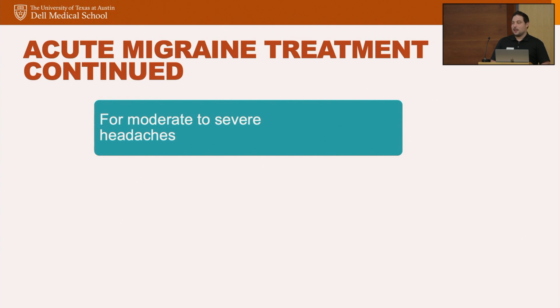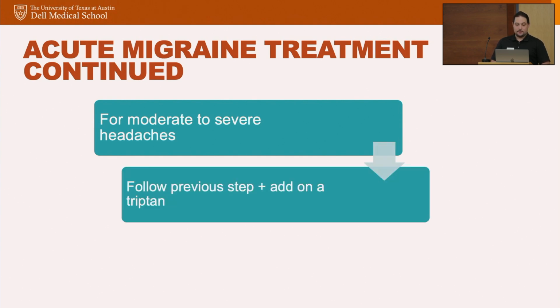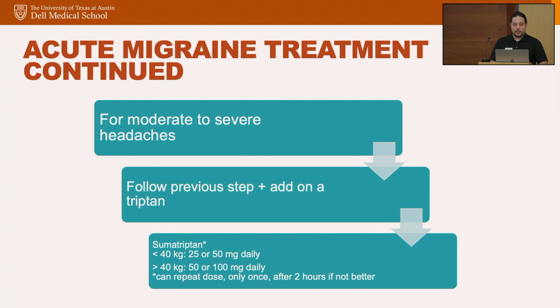Now, if your patient has a moderate to severe headache, I tell them to take the NSAID in addition to add on a triptan as well. I generally start off with sumatriptan, and then based on their weight, I have the dosages there. Now, if within 2 hours their headache's not resolved, they can repeat the dose. Now, with triptans, I always counsel my patients to not use more than 9 days a month, because if they do that, it can increase the risk of medication overuse headache.